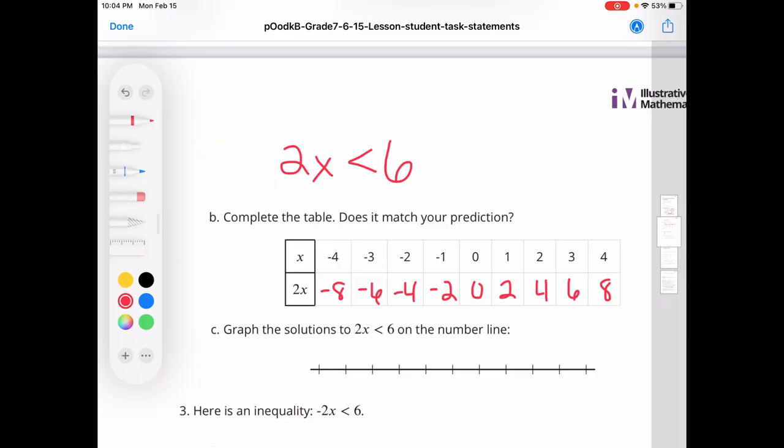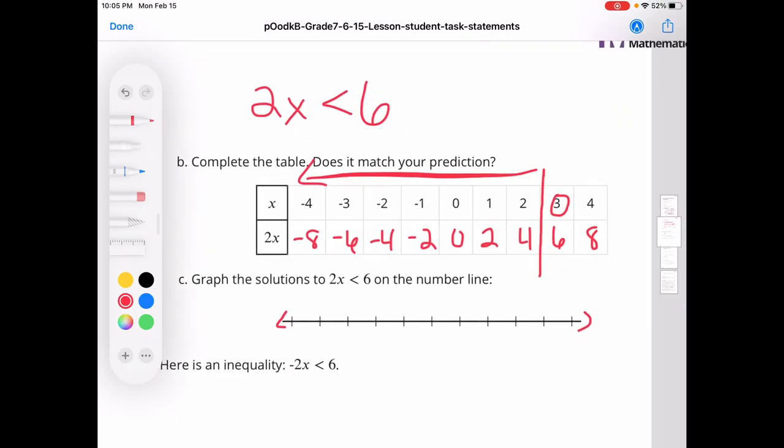So I see that everything to this side is less than 6. So that tells me when my x value is anything less than 3, then my answer would be less than 6.